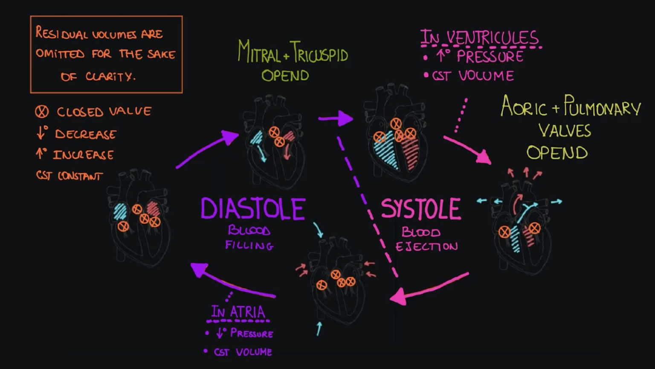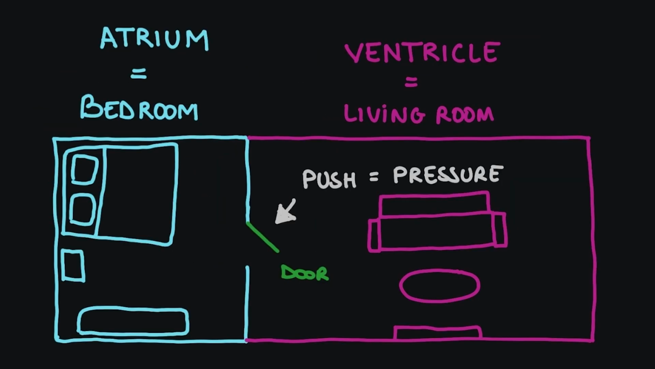When ventricular pressure then exceeds atrial pressure, the atrioventricular valves snap shut, and it produces the first heart sound called S1. It helps to imagine these valves as a one-way door between two rooms. The first room, a bedroom, represents the atrium, and the second room, a living room, represents the ventricle.